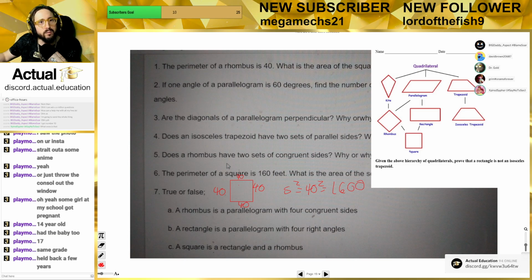Here, let me wrap up. We got 9 minutes. Let me wrap up. What were we doing? Question 7 here: a rhombus is a parallelogram with 4 congruent sides. I think that's false.